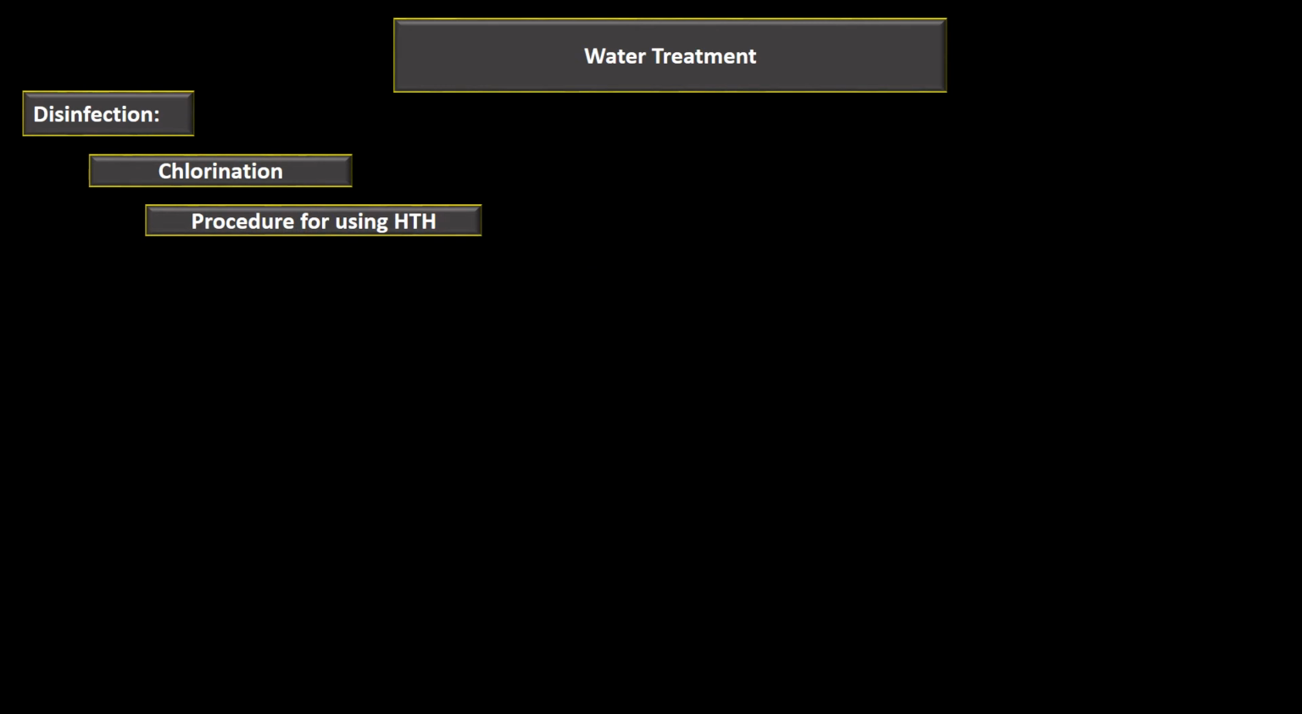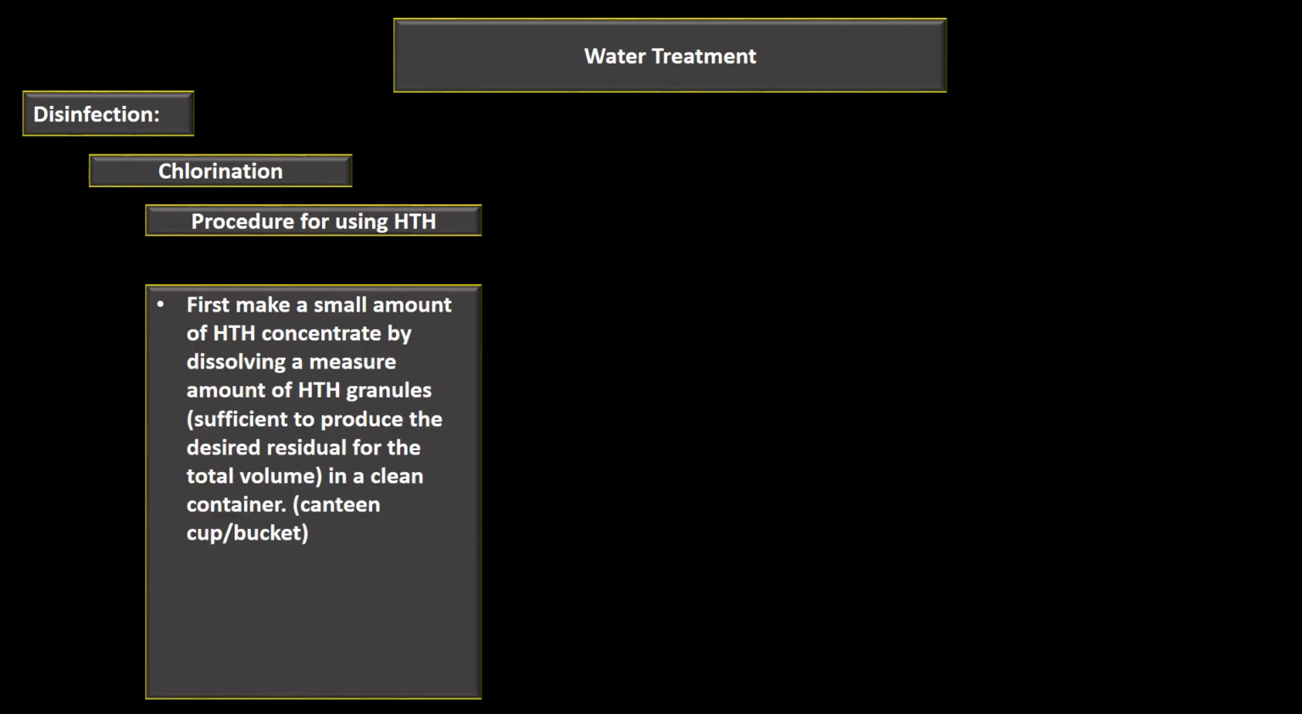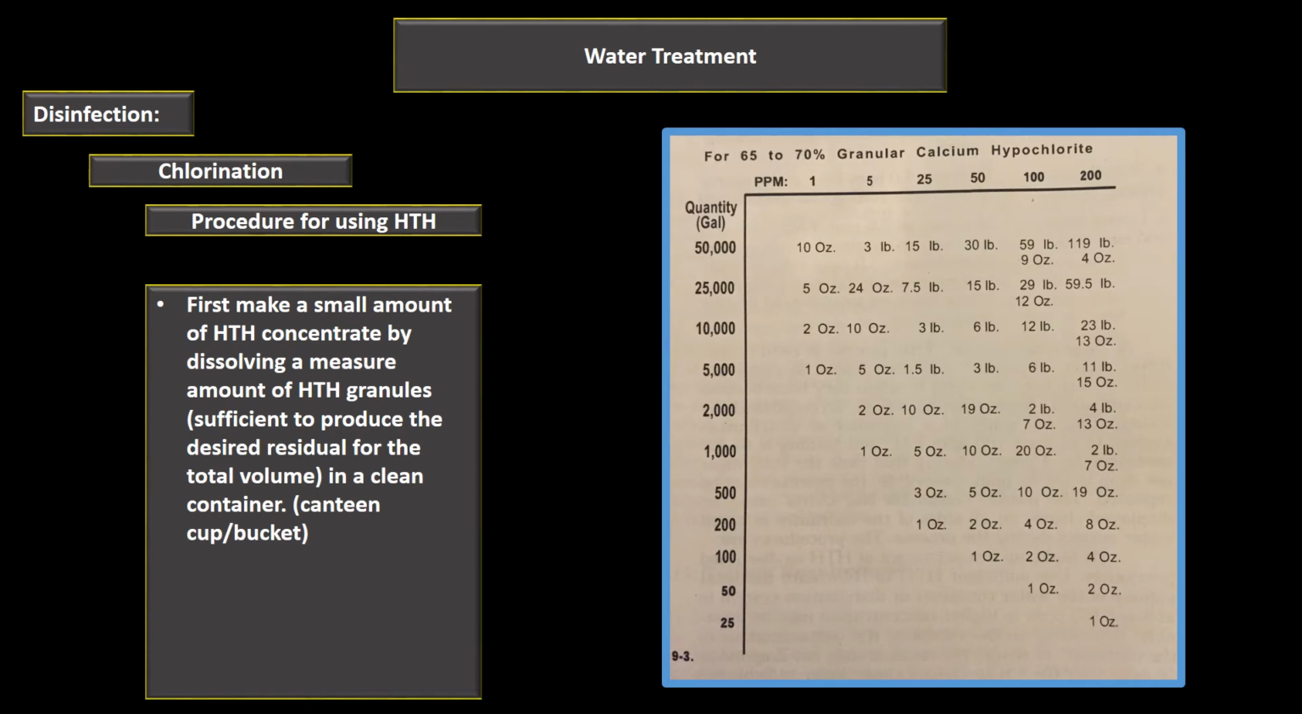The procedure for using calcium hypochlorite. All right, so first, you're going to make a small amount of HTH concentrate by dissolving a measured amount of HTH granules in a clean container. All right, so what you would do is you would look in your manual, in your Chapter 9 manual, and you're going to see it's got these tables so you can calculate the free available chlorine you need for your container. So say that our container is 5,000 gallons. All right, we got a 5,000 gallon container, and we'll talk about how we determine how much chlorine to put in it, but this is parts per million.